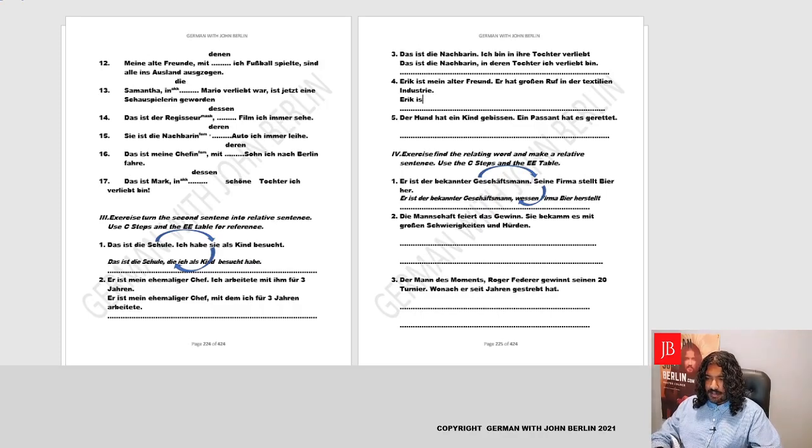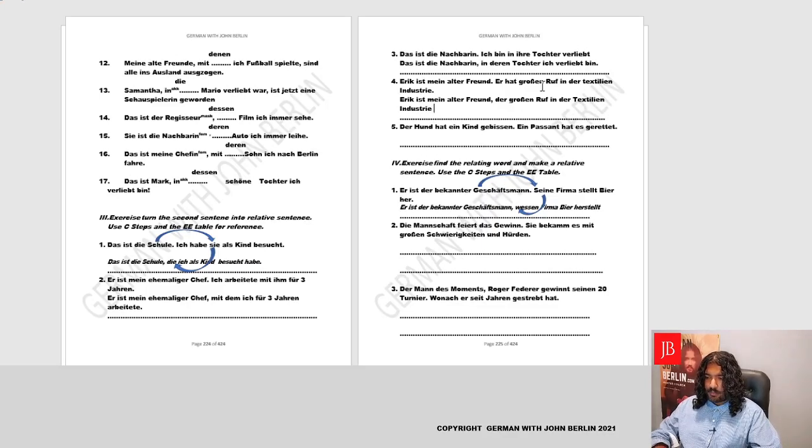Let's get started. Erik ist mein alter Freund, comma. Now, what was the relative pronoun? Instead of er, we'll write der. Now we'll not write this verb. This we'll take in the end. We'll write the rest of the sentence. Großen Ruf in der Textilienindustrie. Very good. Now we'll just bring the verb we had missed, hat, in the end. Now read it together. Eric ist mein alter Freund, der großen Ruf in der Textilienindustrie hat. Eric is my old friend who has a big reputation in the textile industry.